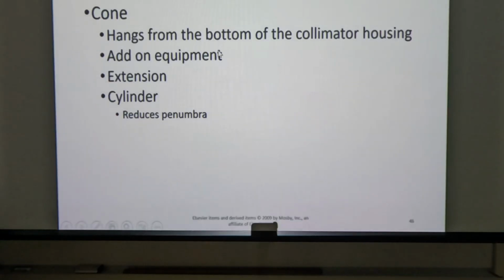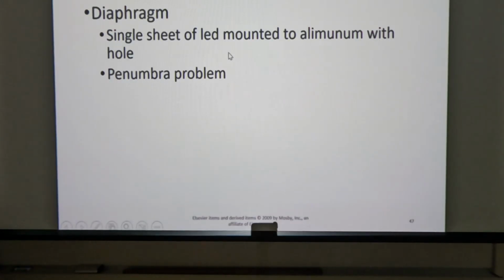So we talked about all of this. The cylinder reduces penumbra. We described all that. Diaphragm, it says single sheet of lead, and that may or may not entirely be true, depending on how much they want to block and how thick the lead sheet is. It's generally true, but it may not necessarily be true. But the description is valid. That is lead mounted on aluminum with a hole in it.